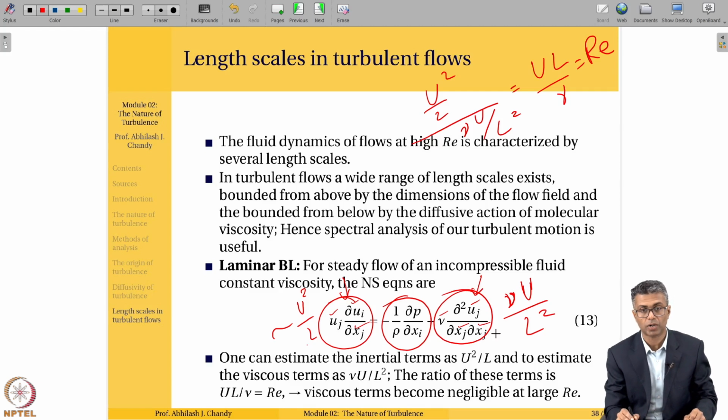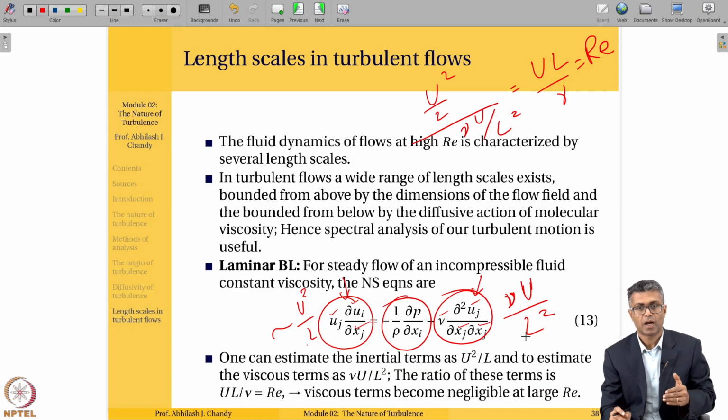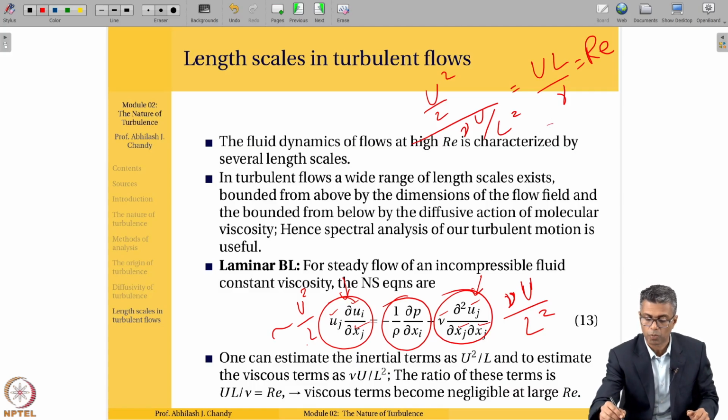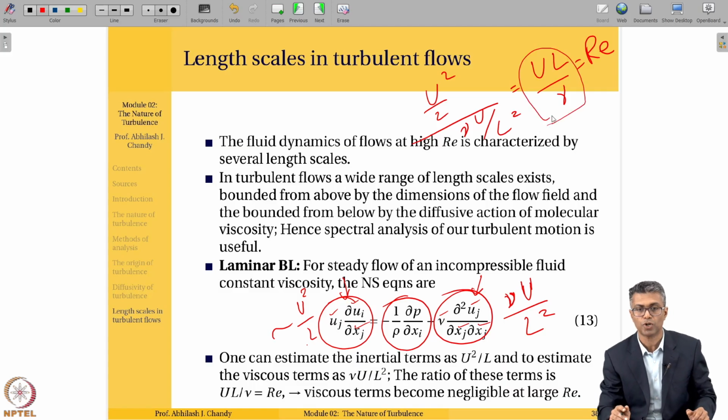And then on the right hand side, I have mu u over L squared. So if I just divide these two terms, if I divide inertia by viscous, I'm supposed to get the Reynolds number, and that is indeed what I get, where I get UL over nu.